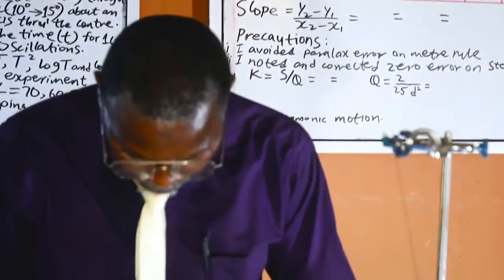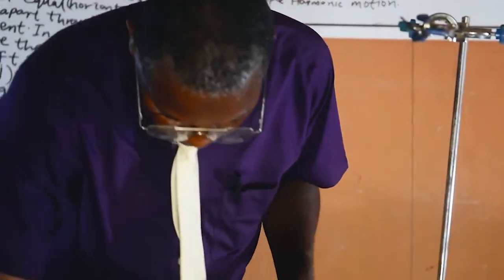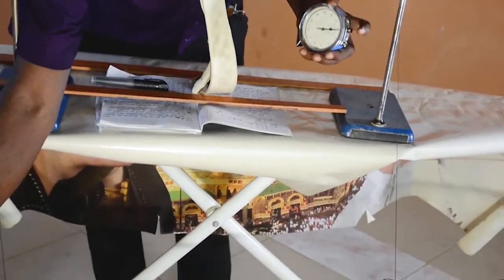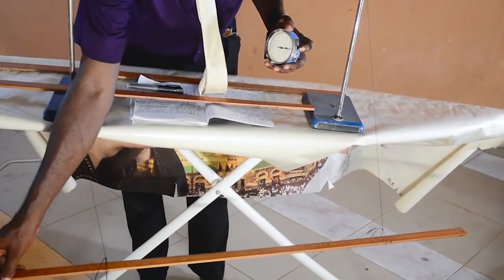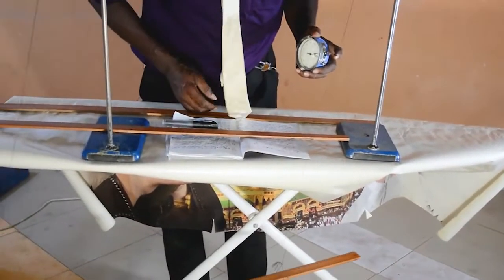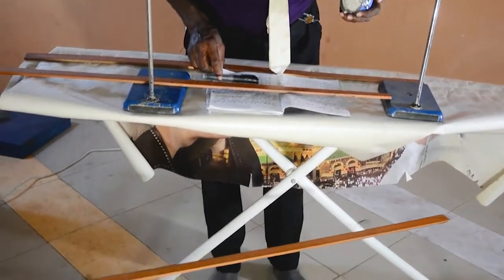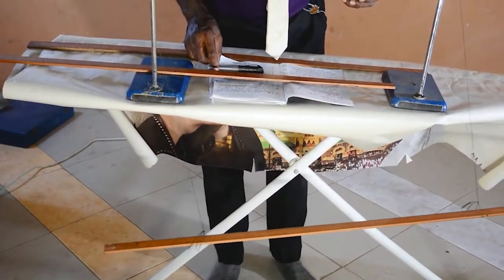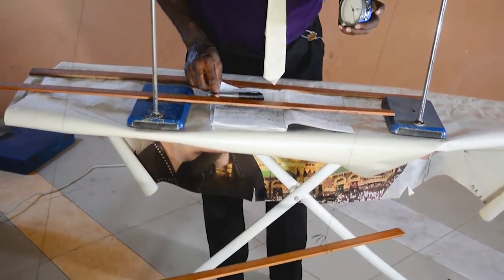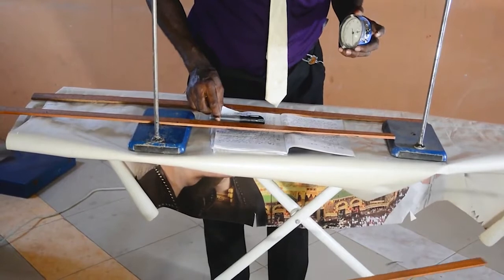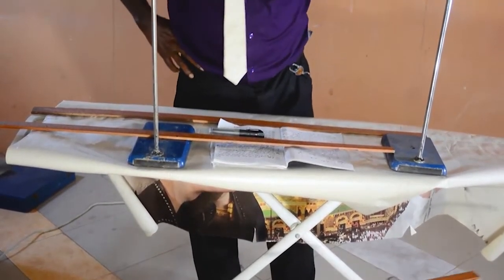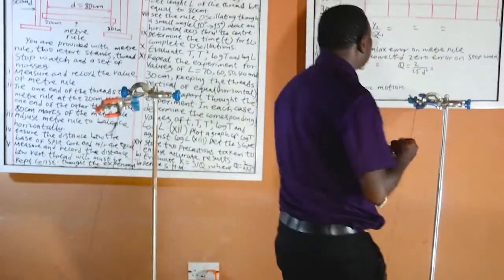Then we are going to repeat the same for the same length. We return it back. We displace it. 1, 2, 3, 4, 5, 6, 7, 8, 9, 10. The same thing, the same 17 seconds.